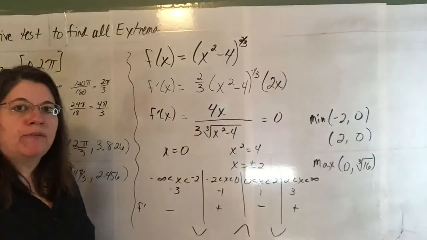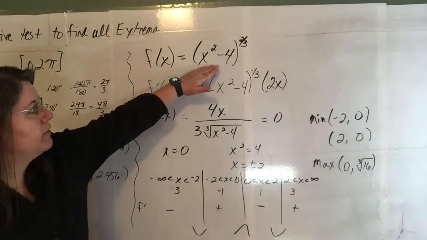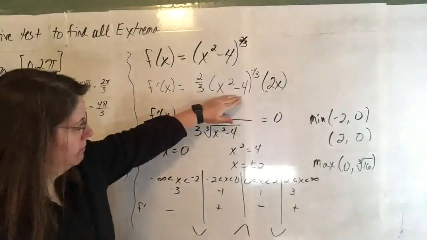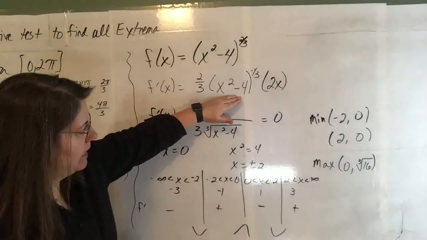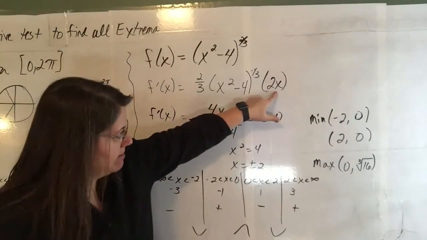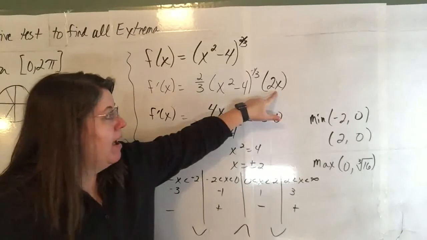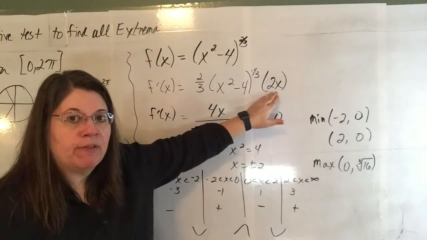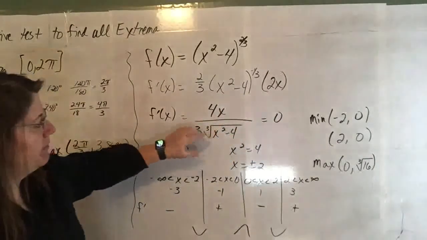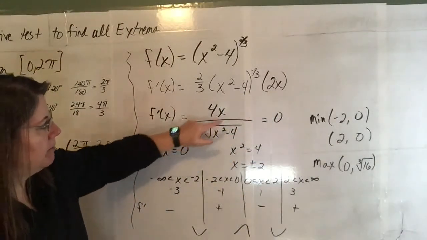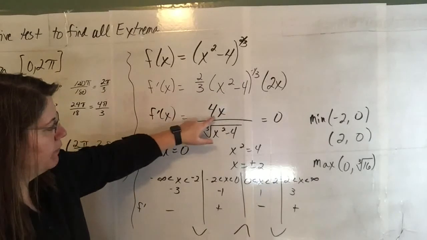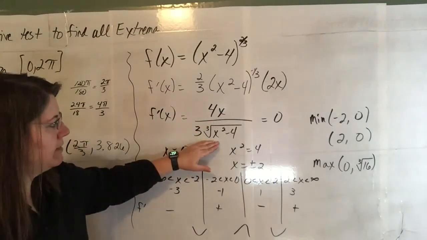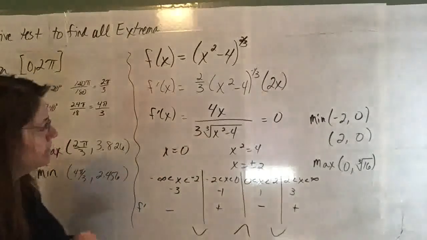The next one involves the chain rule. I found the derivative using the chain rule here. I ended up with 2/3 times x squared minus 4 to the negative 1/3 times the derivative of the inside, the 2x. Remember, when you're dealing with a chain rule, don't forget to take the derivative of the inside part. That's very important. And then I just simplified it. I made it a fraction. So the 2 times 2x is a 4x. And then on the bottom, I made that a cube root to make the numbers easier to plug into.